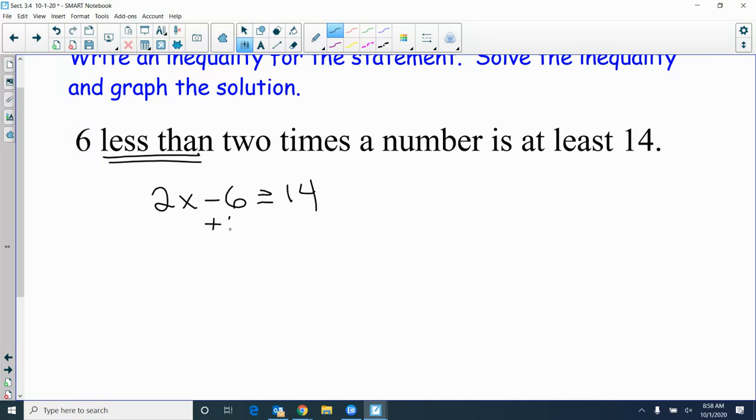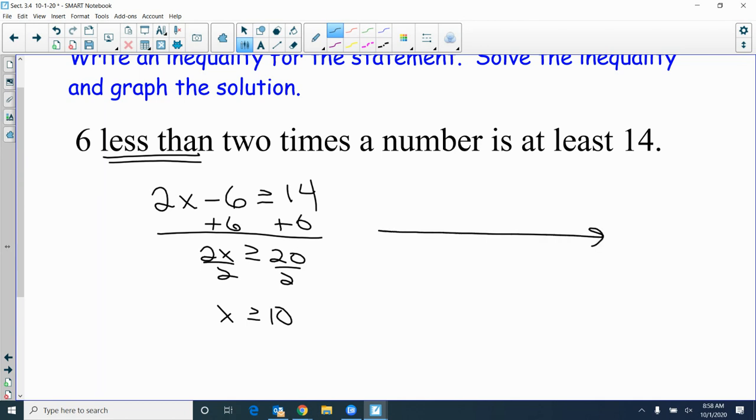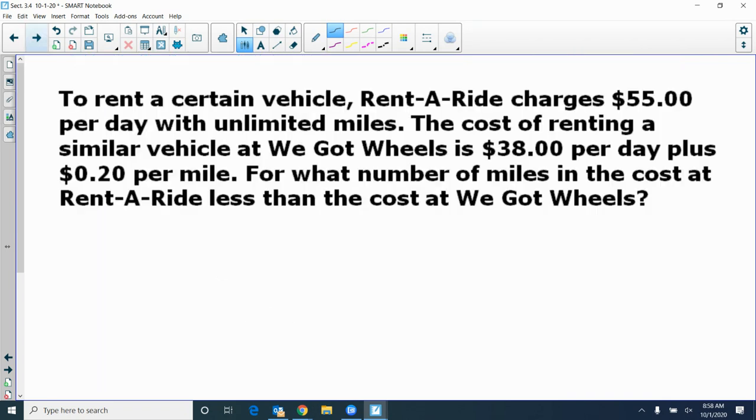And so you add 6, and I get 2x is greater than or equal to 20. Divide by 2, x is greater than or equal to 10. Okay, x is greater than or equal to 10. Now, if I don't have a graph, I'm just going to start right there at 10, then 11, 12, and 9, 8. Greater than or equal to is solid to the right. Solid to the right. Okay? All right, flip it over.